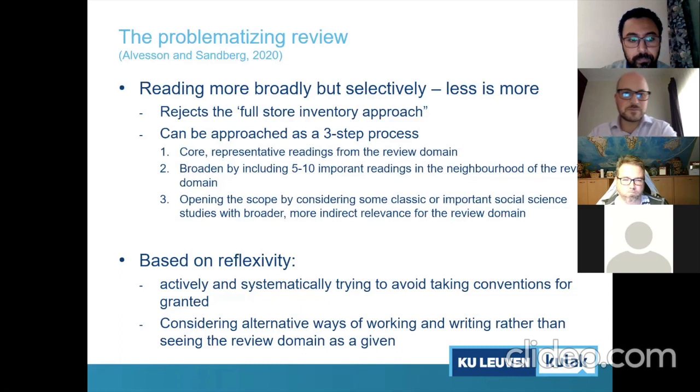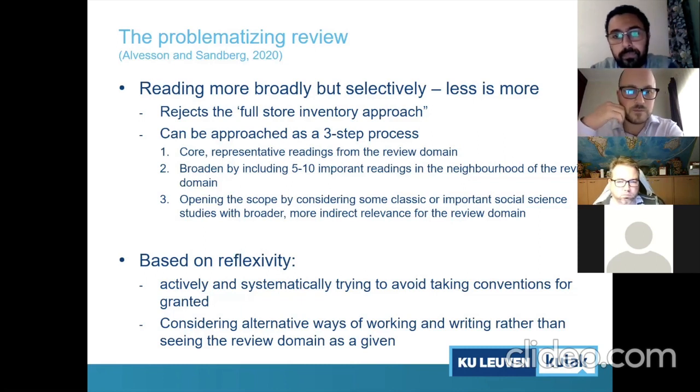If you compare the systematic literature review, this method is focused on eliminating researcher bias as much as possible, because you have to be able to reproduce it based on the recipe written in the paper. Here, you start from core readings in the review domain, and there you can have some indicators, like taking the most cited papers within a certain research domain, because the impression is that they generated most interest, most conversation. But then in the second step, you broaden your review by including a couple of readings.